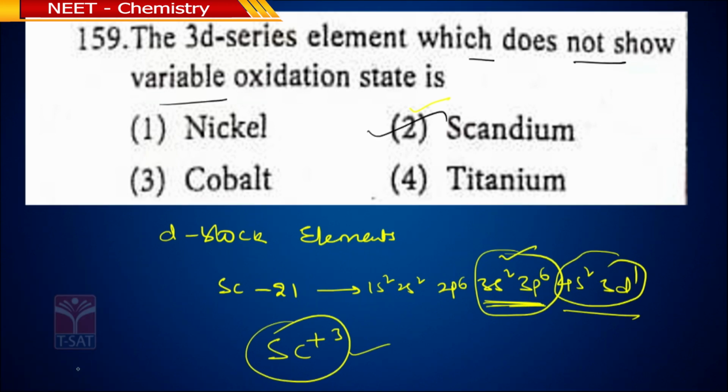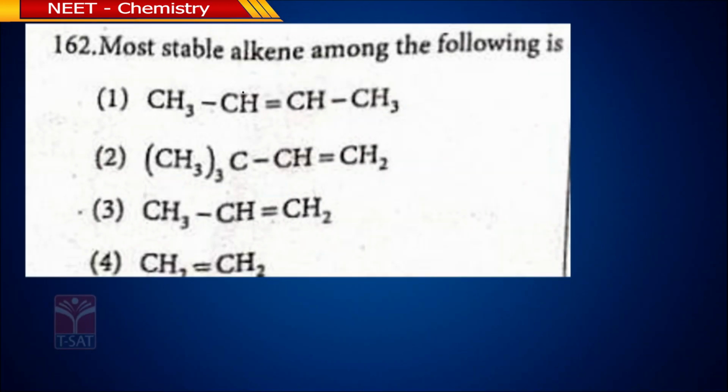Next, coming to the next question: most stable alkene among the following. How can you find out the most stable alkene? By using the concept called hyperconjugation.